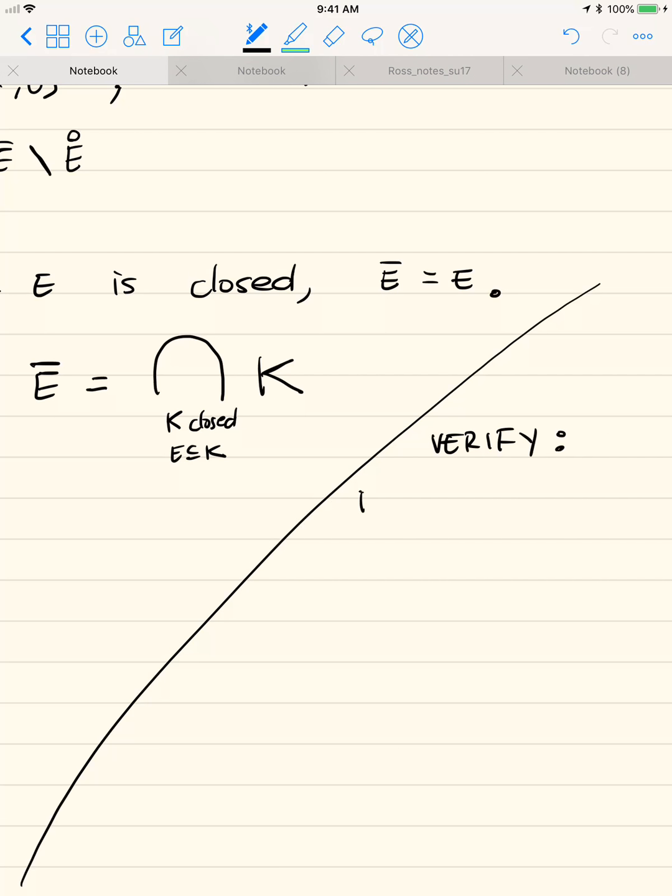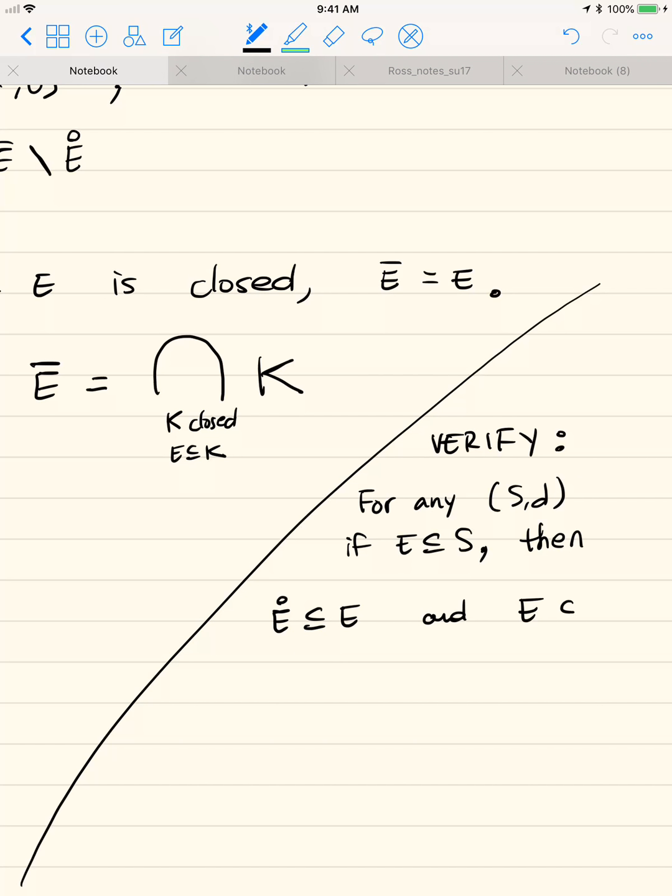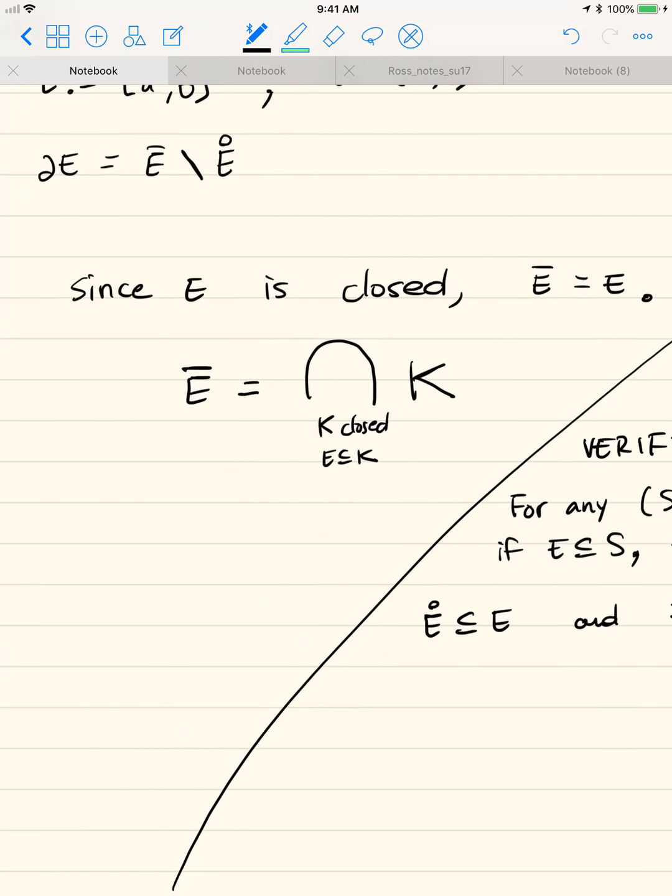Verify for any metric space S, d: if E is a subset of S, then the interior of E is a subset of E, and E is a subset of the closure of E. Right, so you should verify that.